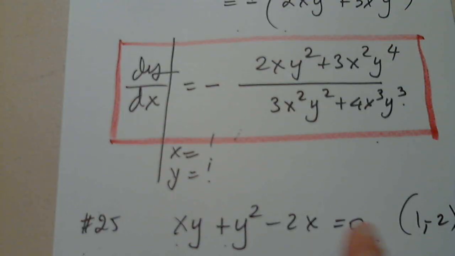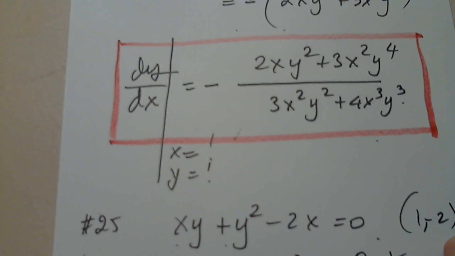They cannot come up with a point that does not verify the equation. Let's check. So 1 times -2 is -2, and then plus 4, and then -2. Yes, it is 0. It has to be. The point has to verify the equation. So they're asking us to find an expression for the derivative, and then plug in x equals 1, y equals -2.